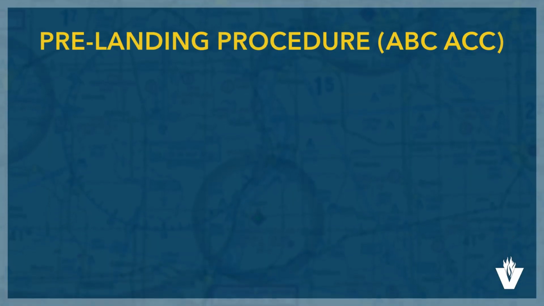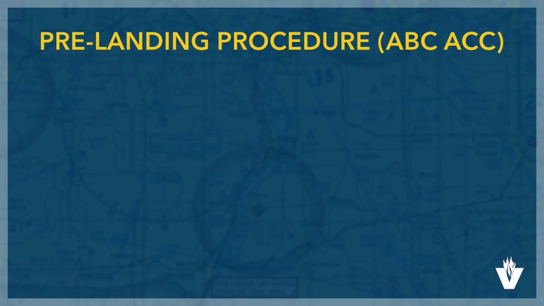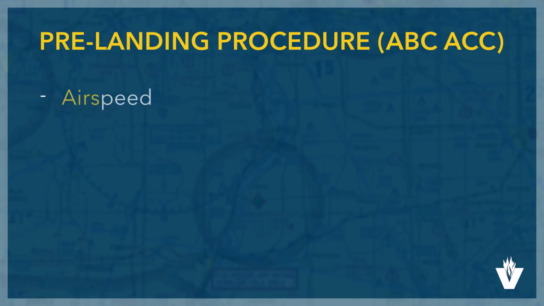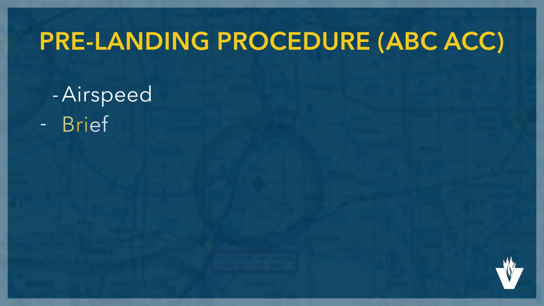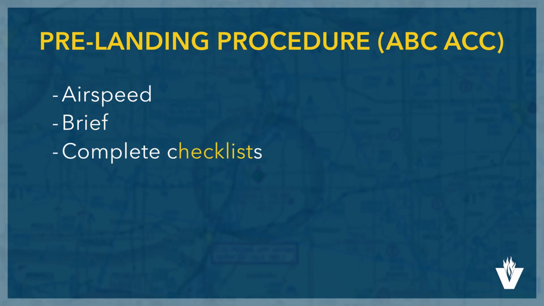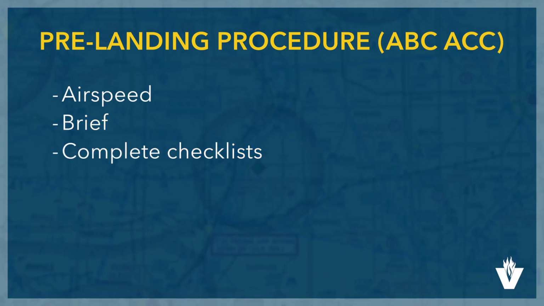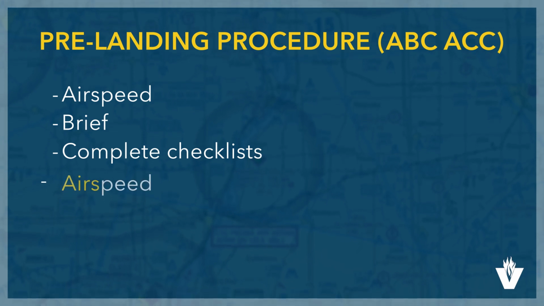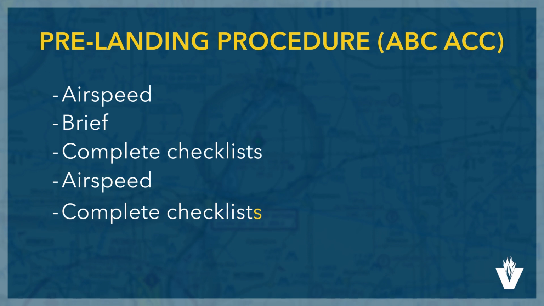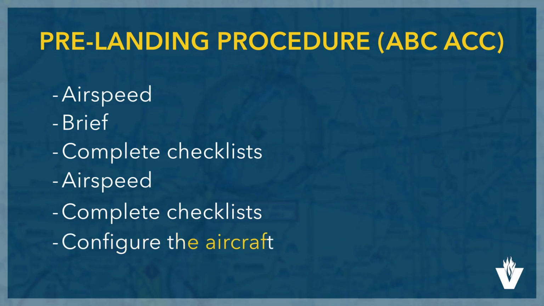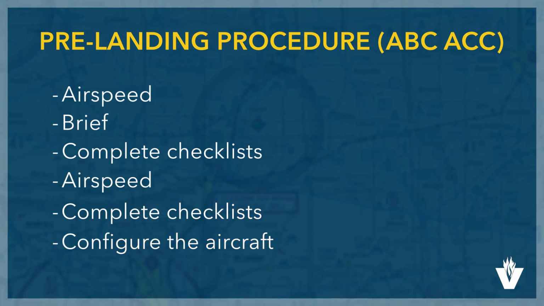I use the acronym ABC, ACC to remember this procedure. Airspeed, make sure the airplane is at an appropriate speed. Brief the procedure and complete all checklists. Once you're on the final approach course, it's airspeed again, slow to the final approach speed. Complete any remaining checklists and configure the aircraft before the final descent.